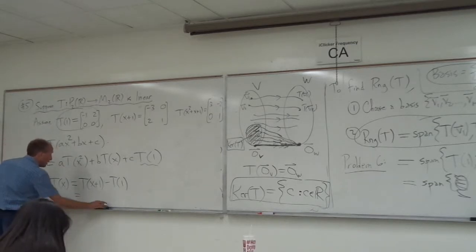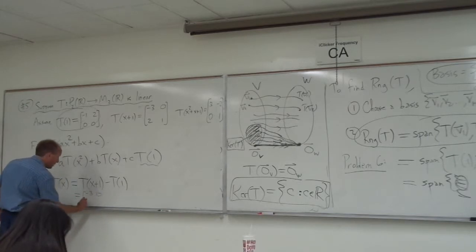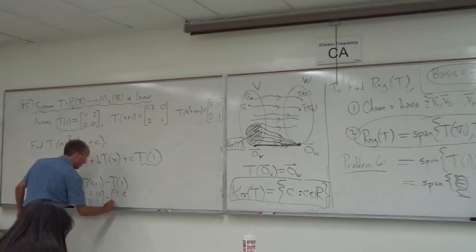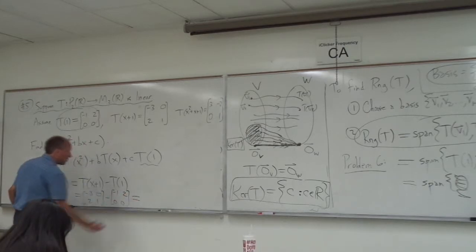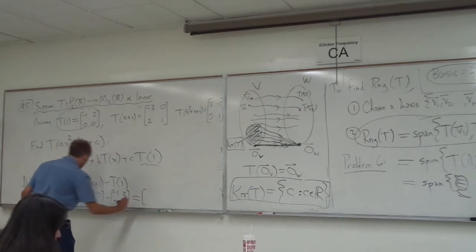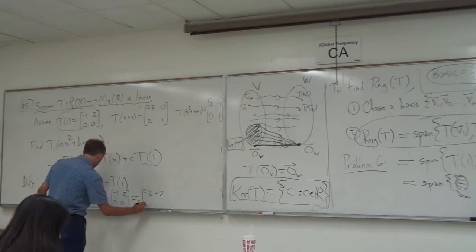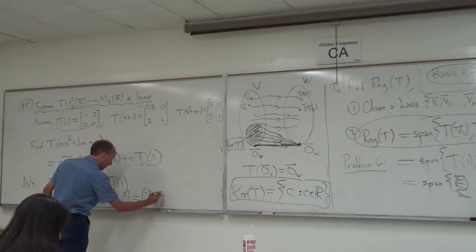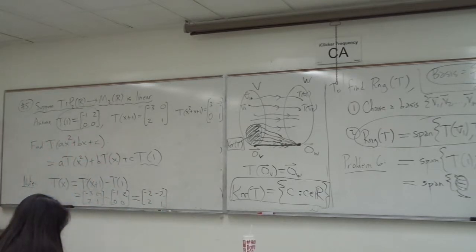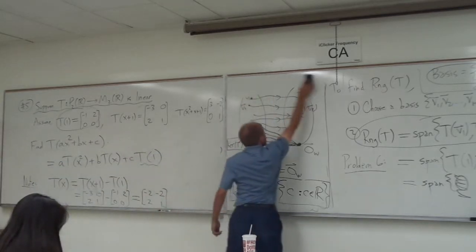So I'm just going to take the second matrix minus the first matrix. This is what Erwin is saying. If I just do that subtraction, I'm going to get negative 2, 2, and 1. That's T of x. So far, so good?